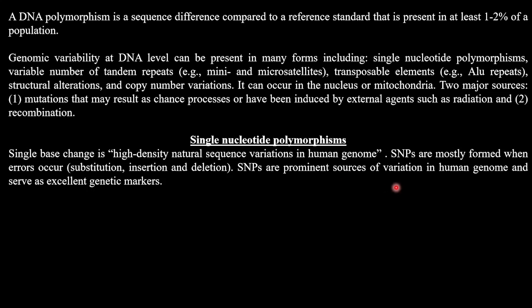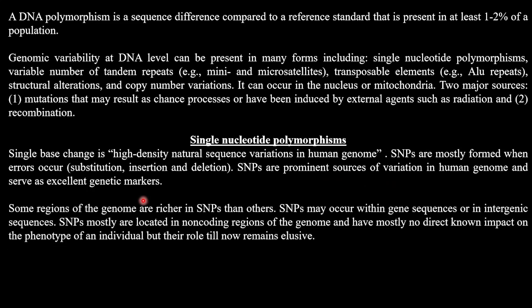SNPs are prominent sources of variation in human genomes, and serve as excellent genetic markers. These single nucleotide polymorphisms could occur in the non-coding region or in the coding region, but mostly they are in the non-coding region. So the effect is not that high, but sometimes polymorphism, even in the non-coding regions, may lead to disease. And a good example of this is beta thalassemia. In beta thalassemia, you can find a mutation in the non-coding region also.